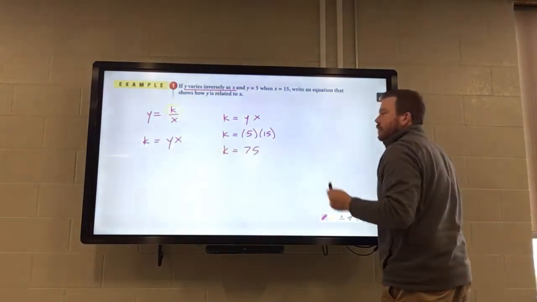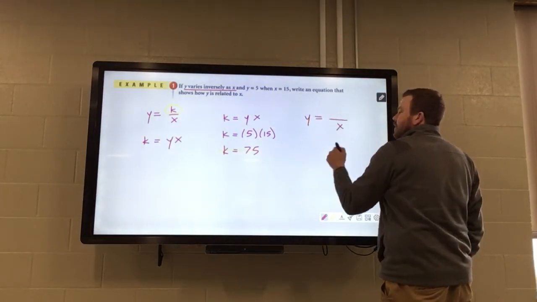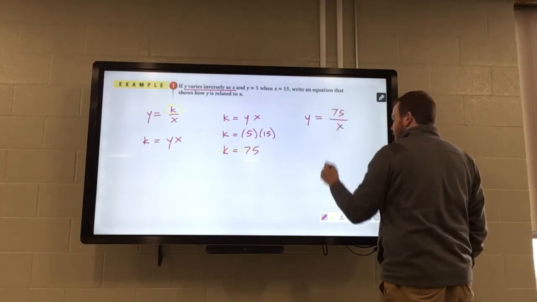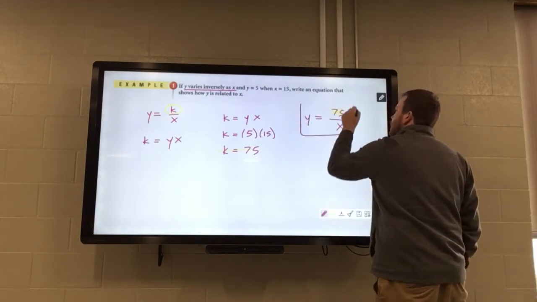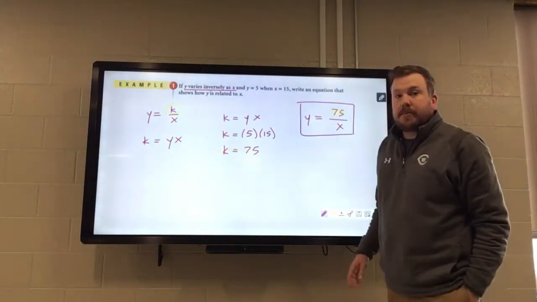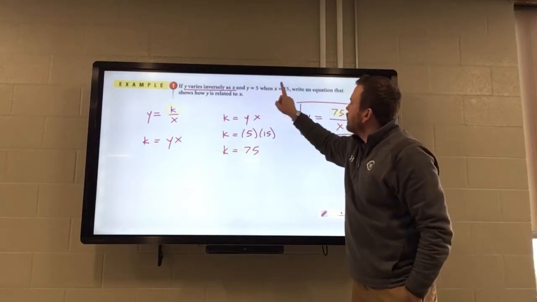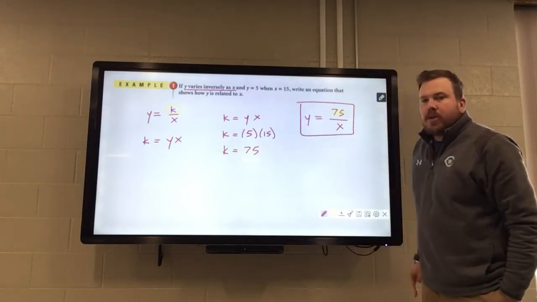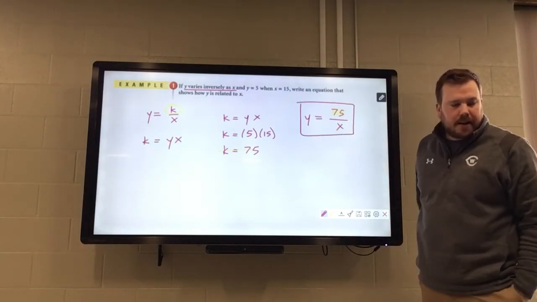Now all we need to do is write our equation. So y is equal to, let's use the k value we just found, 75. And that's our final answer. So if they tell me that y varies inversely as x, and y is 5 and x is 15, the equation that relates x and y would be y is equal to 75 over x.